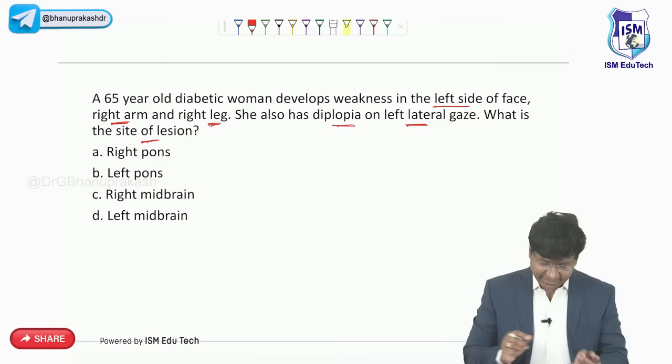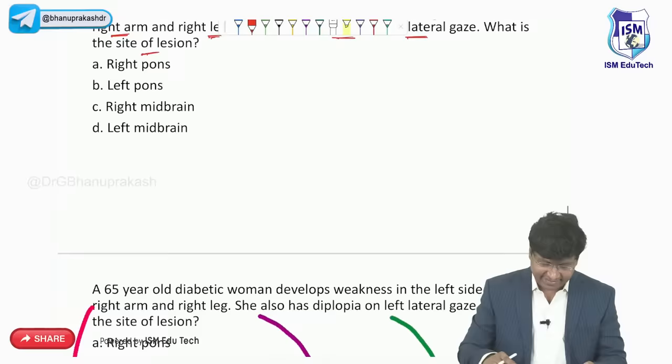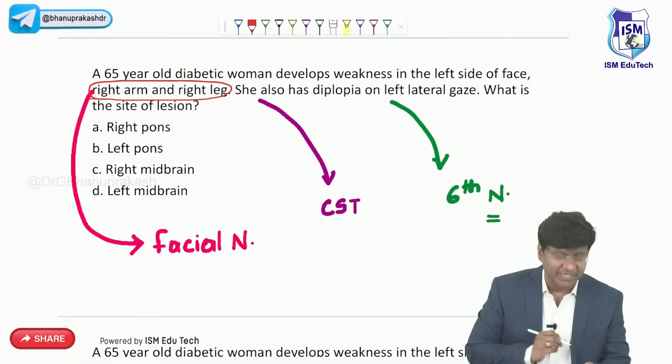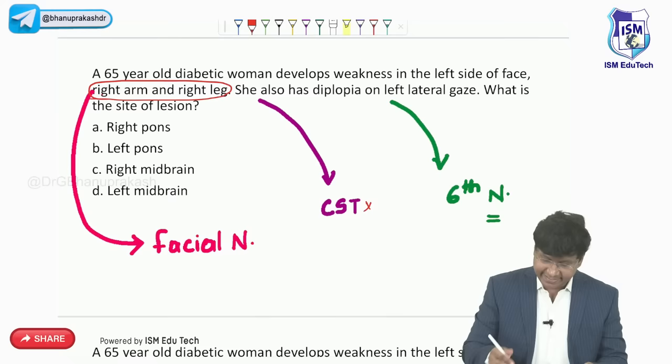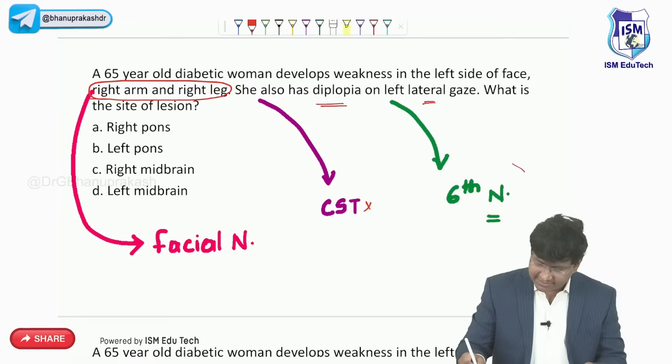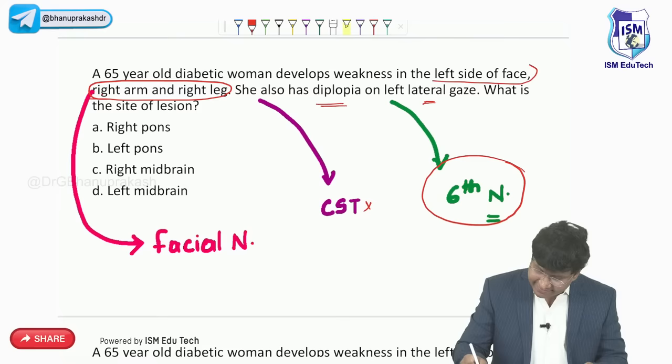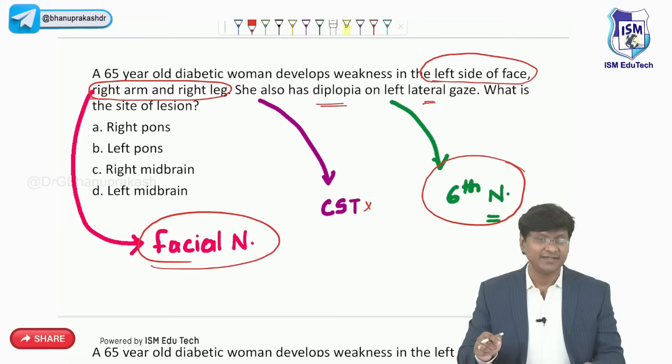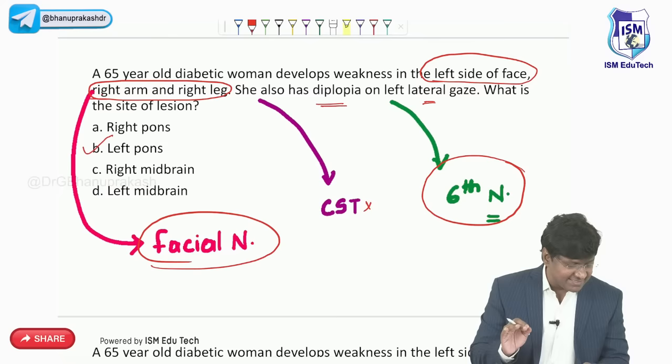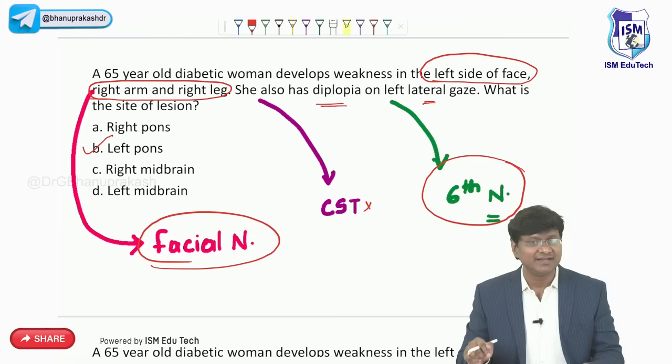Okay, now you see the structures. How do I divide this? The individual is having right arm and right leg weakness. So corticospinal tract gone. The individual is having diplopia on the left gaze. That means the sixth nerve is gone. And the individual is having weakness of the left side of the face. That means the facial nerve is gone. So there will be ipsilateral cranial nerve involvement, contralateral corticospinal tract involvement. So where will be the site of lesion now? Very good, Mayank and Irfan. The answer will be the left pons. It is nothing but your Millard-Gubler syndrome, which is a pontine syndrome.